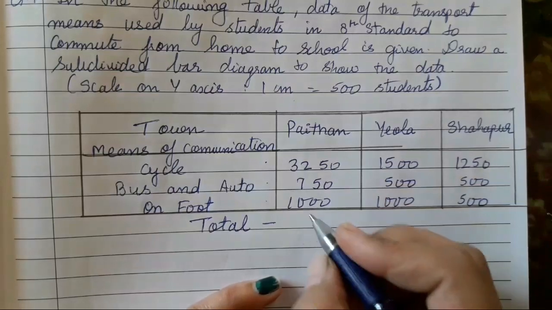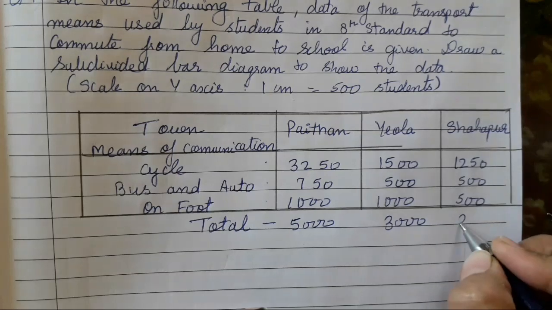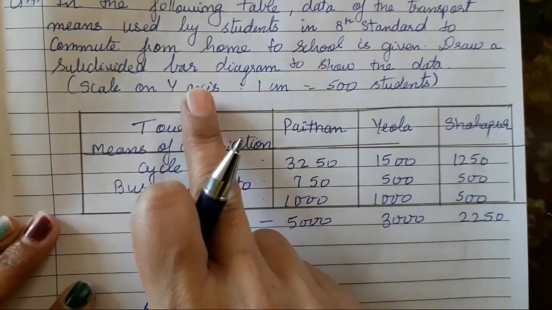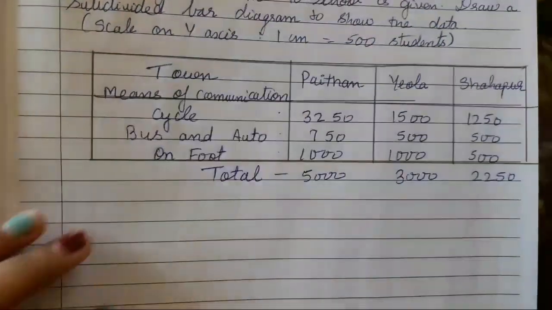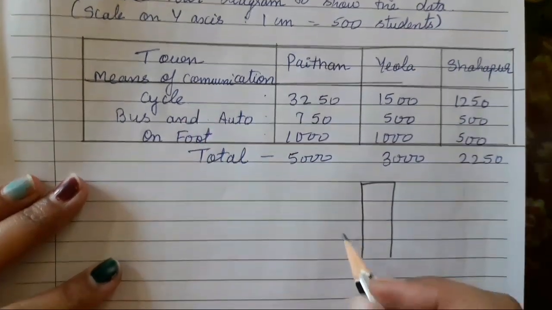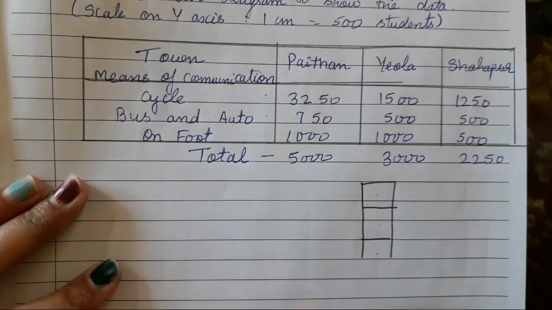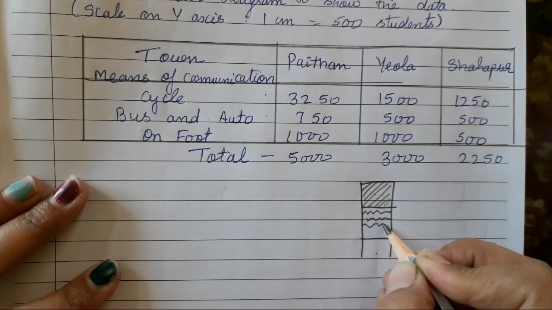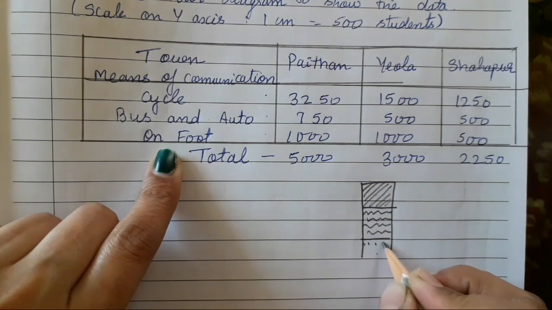So this is going to give us a total of 5,000. This will give us a total of 3,000 and this is going to give us a total of 2,250. The scale that we have to take on the y-axis is going to be 1 centimeter per 500 students. So over here the bar we have to draw is this kind of a bar. Because 3 sections have been given, we will be taking 3 sections over here, 1, 2 and 3 in a single bar. First we will mark this sign, then we will take this sign for the second one, auto and bus, and for on foot, we will take the dotted ones.